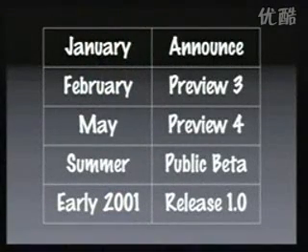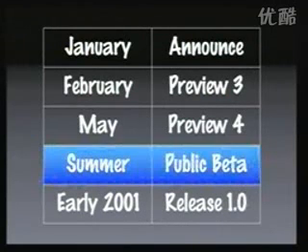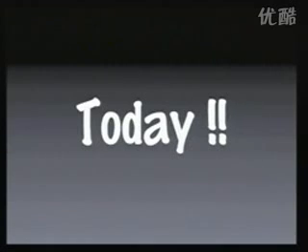The rollout schedule for Mac OS X is as follows. We announced it this last January. We shipped a preview of it to our developers in February, another preview in May. This summer we said we would have a public beta, and we're going to release in early 2001. Focusing on the summer public beta, we're going to release that today.